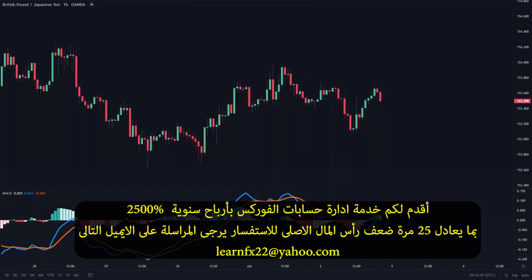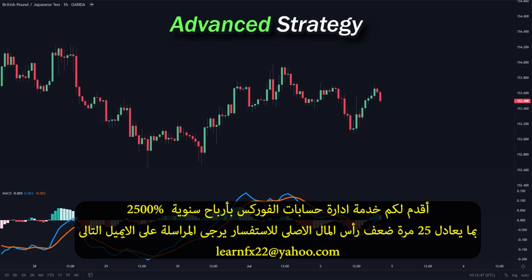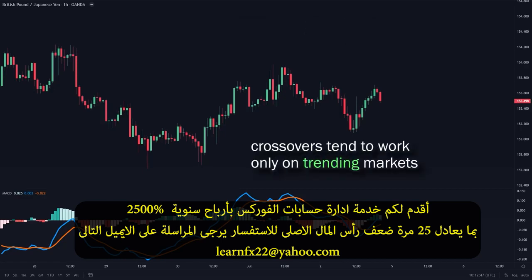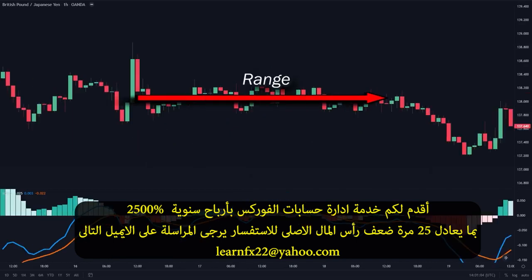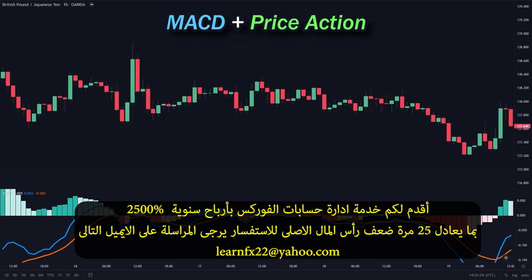So that was a simple MACD strategy for beginners that you can use. Now, for advanced traders, if you want to get more profits using the MACD, you cannot simply rely on beginner crossover techniques, because remember, crossovers tend to work only on trending markets. If the market is on a range like this, the indicator will give you many false signals. So that is why if you want to increase the win rate, I recommend using a more advanced version of the strategy, which is by combining the MACD with price action.